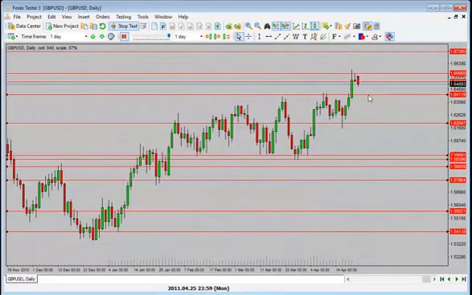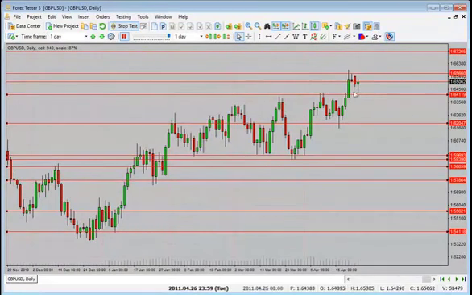Okay, you're looking for a drop. Okay, I would be looking for a drop. So here we are, it's testing, and now we have a little pin bar. So price is going sideways here. Now what do we expect?